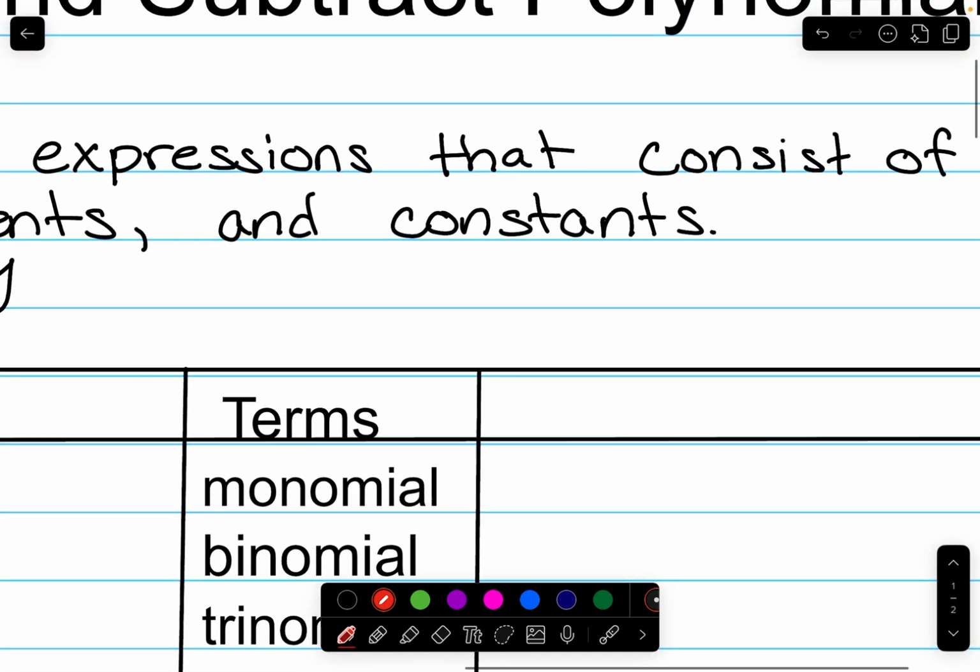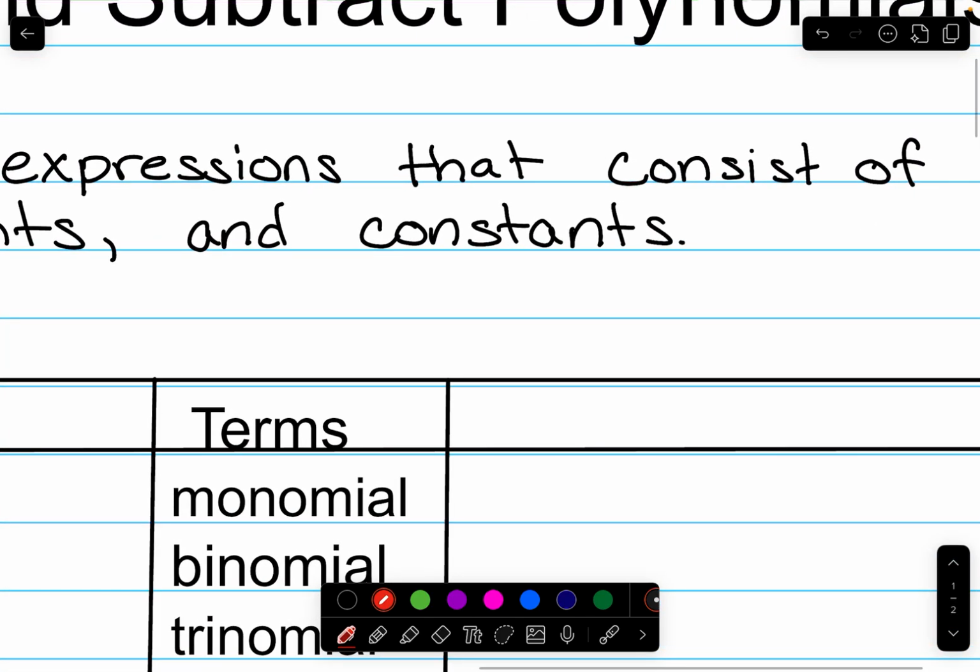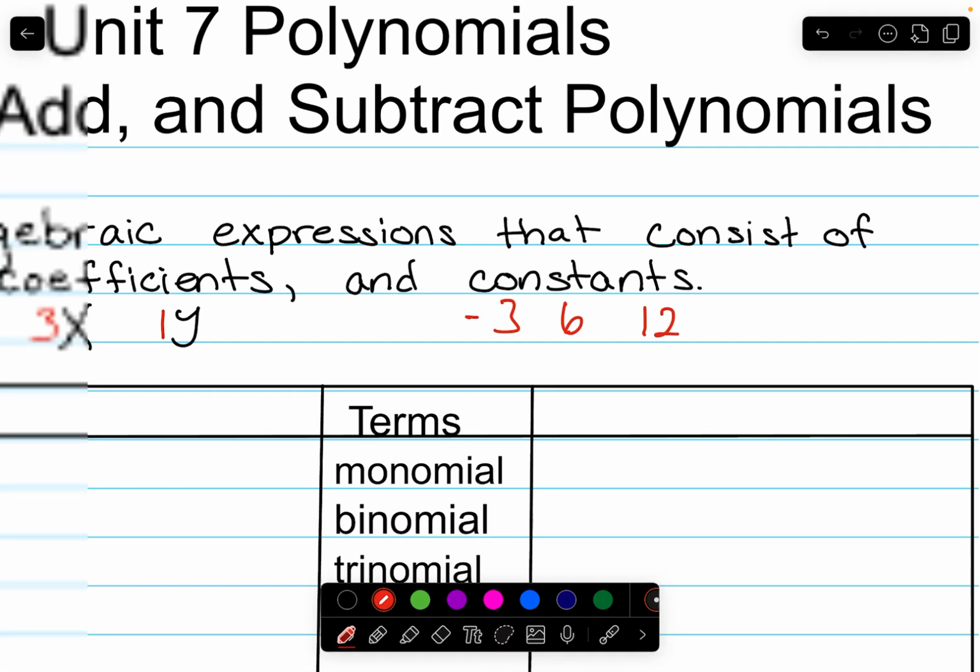And then the constant. A constant is a number by itself, like 6 or 12 or even -3. All of those are constants. A number without a variable attached to it.